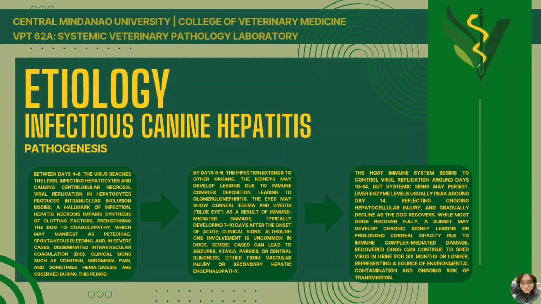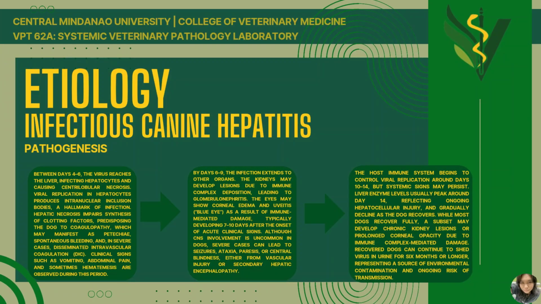So as antibodies form, immune complexes may deposit in the kidneys and the eye. In the kidneys, it will cause glomerulonephritis, while in the eyes, it will lead to uveitis and corneal edema, which produces the characteristic blue eye, which is usually seen 7 to 10 days after the infection. And after that, from day 10 to day 14, the immune system will begin to control the infection.